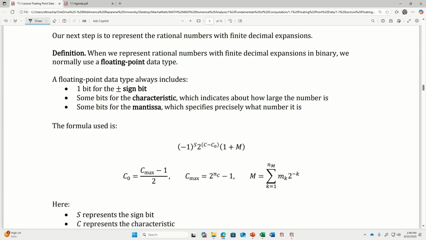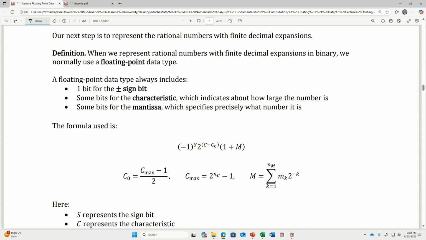Scientific notation is a good analogy because I've got some digits in scientific notation that tell me precisely where my number lies, and I've got other digits that appear in scientific notation that tell me on what scale we're talking about, right? Like, what's the magnitude of this number? Are we talking about thousands or thousandths? So it's really similar. It's a very similar idea happening right here.